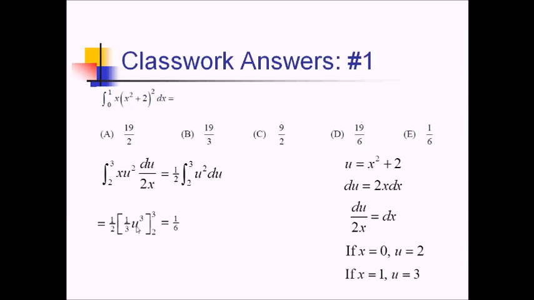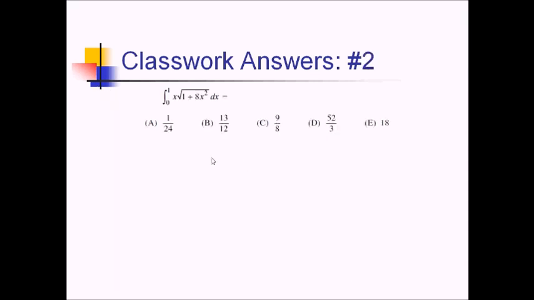And now I've got 3 cubed minus 2 cubed. And I'm just going to simplify this to match one of the answer choices. This is 27 minus 8, which is 19. So 1 over 6 times 19 is 19 over 6, giving me answer choice D.